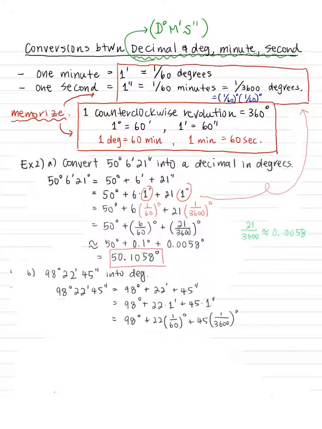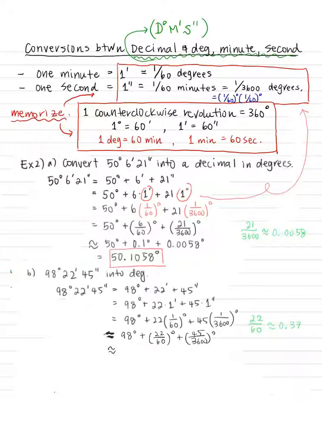Now, let me see. First, let's try to compute 22 over 60. If I punch that in, I get approximately 0.37. All right, so next step, this is going to be approximately 98 degrees. Oh, sorry, I forgot this step. 22 over 60 degrees plus 45 over 3600 degrees. So, sorry, this should have been equal to.